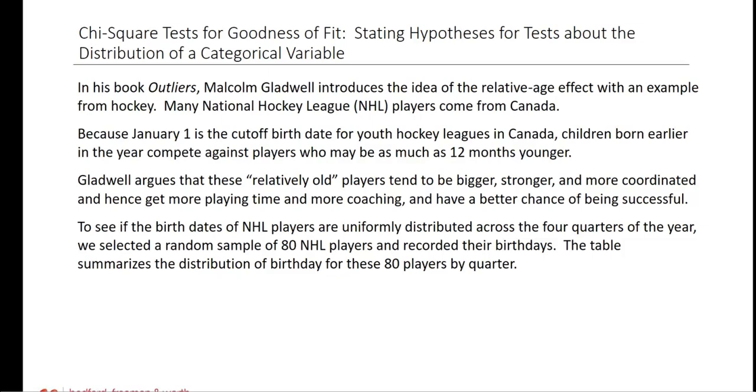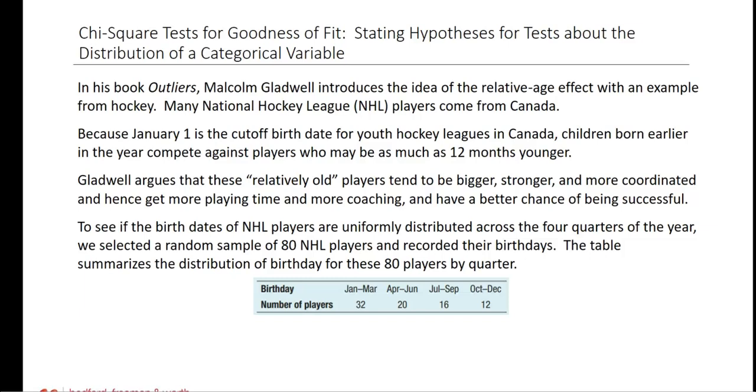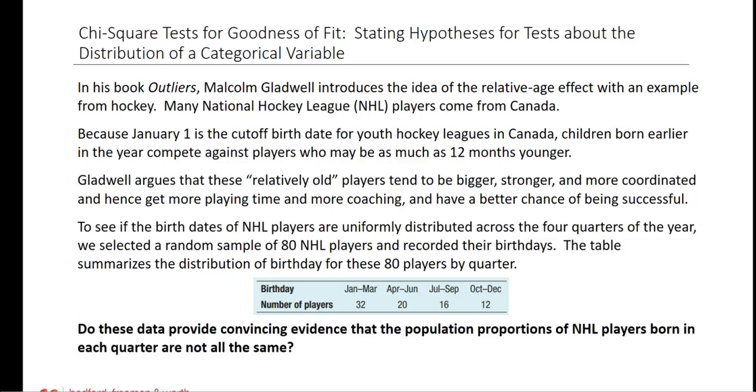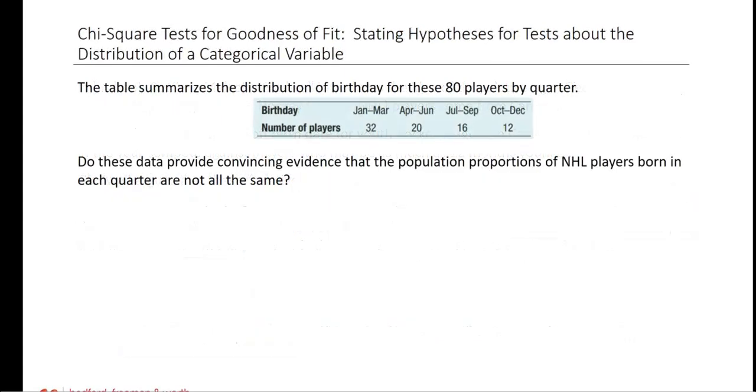So to see if the birth dates of NHL players are uniformly distributed across the four quarters, because if this theory is wrong, then you would expect the NHL players to have birthdays any old month of the year. If this theory is right, you might expect a lot more January birthdays for the NHL players than maybe any other month. So this is the distribution. Ooh, I think he may have a point. Let's see. Do these data provide convincing evidence? There's at least some evidence that tends to be a little bit more heavily birthdays towards the beginning of the year than that all quarters are not all the same.